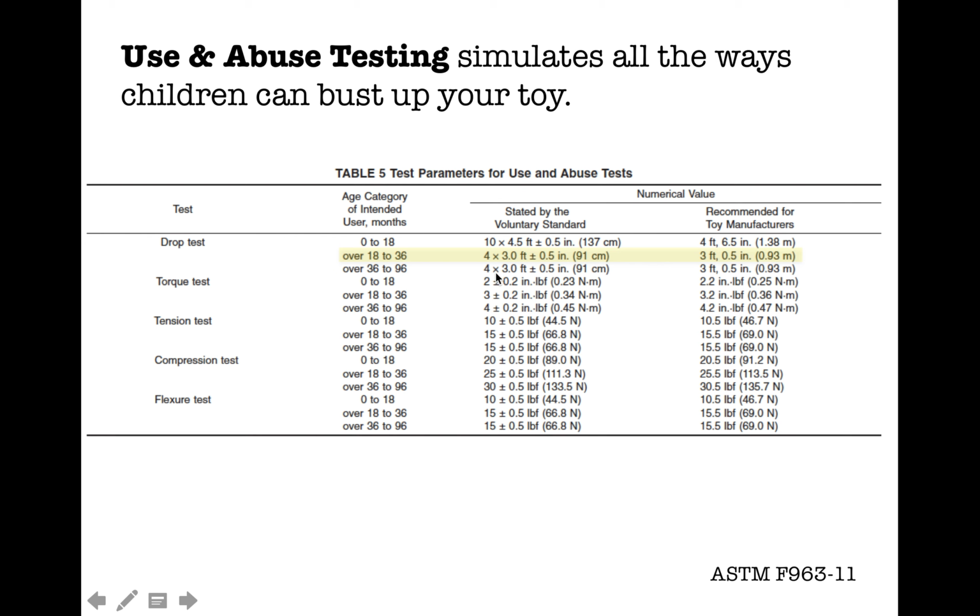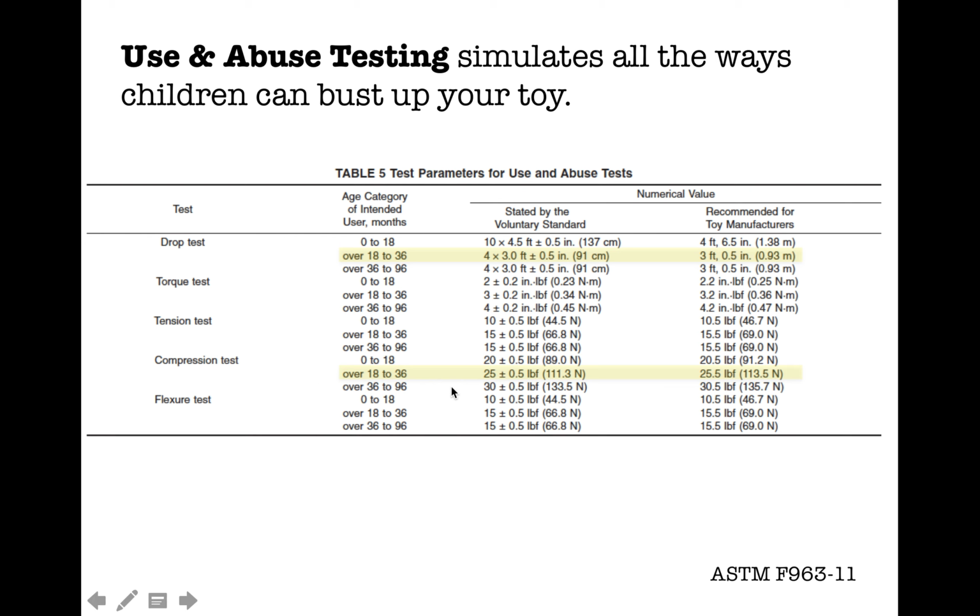So your toy needs to survive a drop from 4 feet, or 4 times from 3 feet high. So dropping your toy on linoleum from 3 feet is a must. Your toy can break when it's being dropped from this height, but it cannot produce anything that has a sharp edge or that produces a small part when you drop it. So dropping your toy, making sure that it does not break into pieces that can then cut a kid is super important. The other is the compression test.